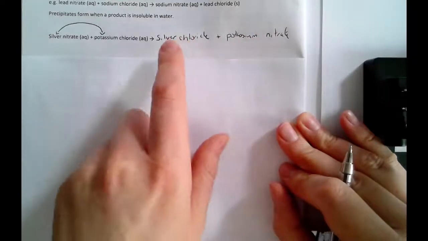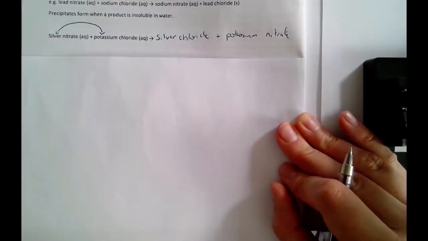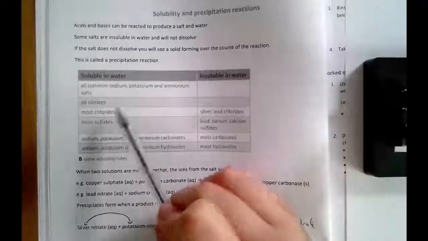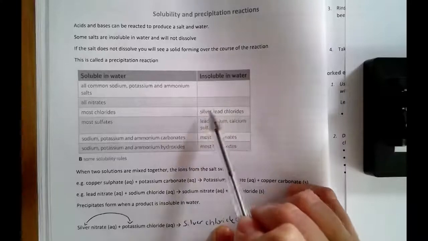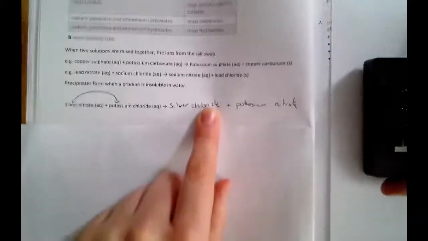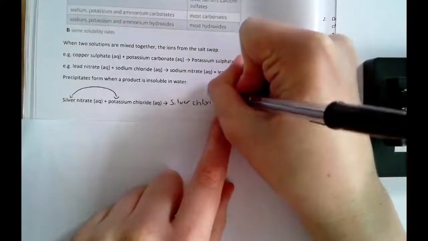I need to know the new salt that I've now made. Is it going to be soluble or is it going to be insoluble? Well, the first one I've got is a chloride, and if I consult my table, it tells me that most chlorides are soluble apart from silver and lead. So I've got silver chloride, that's going to be insoluble in water, and if it's insoluble in water, I'm going to be using the state symbol S.